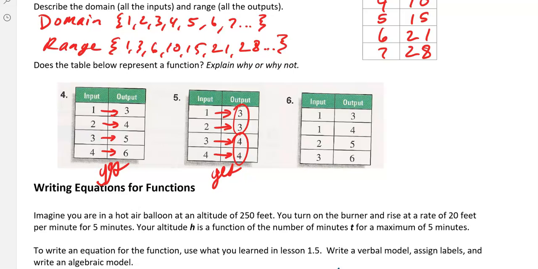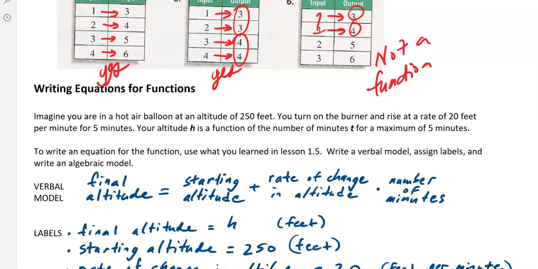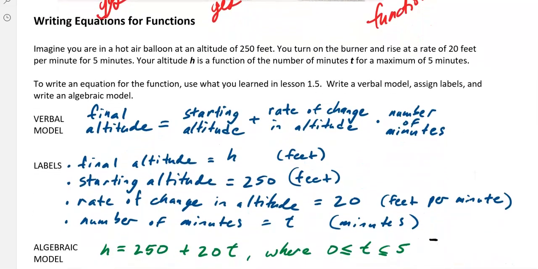How about this one? Well, let's see. Input of 1, output of 3. Input of 1, output of 4. Whoa! Hold on, stop. Look, already we know this is not a function, and here's why. When the input is 1, output is 3. Input 1, output 4. 1 and 1, that's the same number, right? That's still just 1. But 1 has 2 separate outputs. Not okay, not a function. Important for you to remember that. Don't forget.